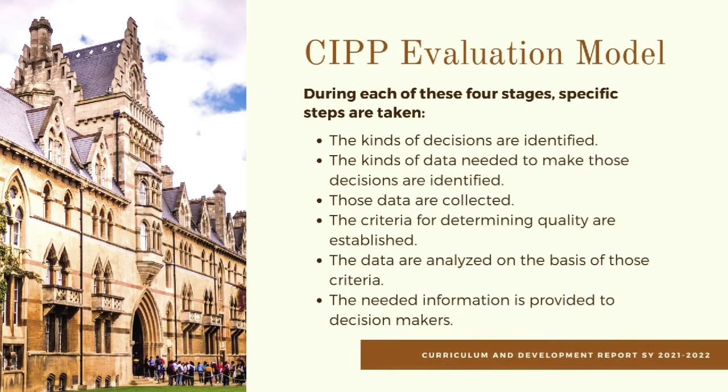The CIPP evaluation model. During each of these 4 stages, specific steps are taken. The kinds of decisions are identified. The kinds of data needed to make those decisions are identified. Those data are collected. The criteria for determining quality are established. The data are analyzed on the basis of those criteria, and the needed information is provided to decision makers.